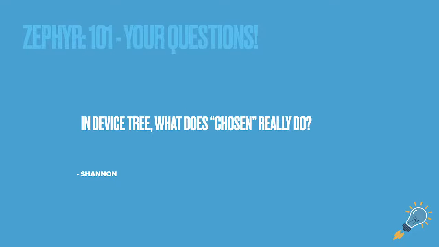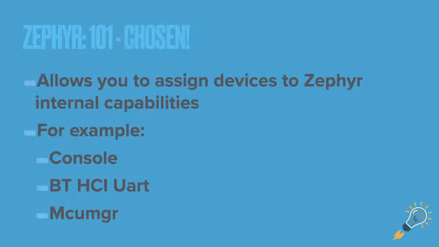Next question. In device tree, what does the chosen keyword really do? Zephyr has lots of capabilities and lots of built-in features, and part of it is you have to tie your hardware peripherals to those internal capabilities so that your application will know how to use them.